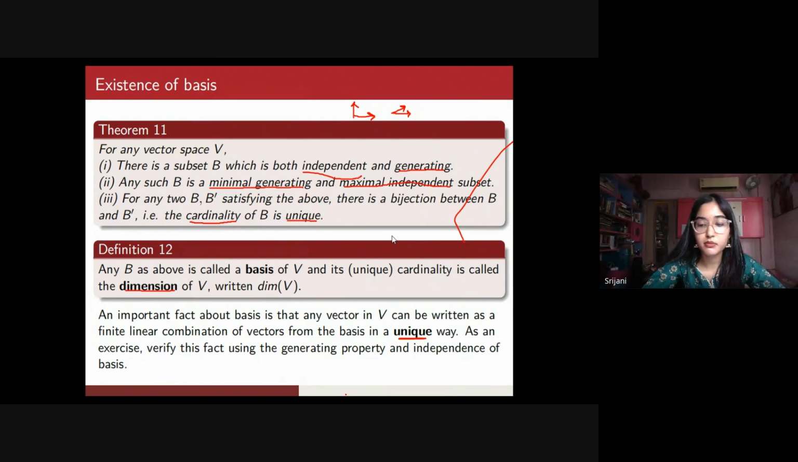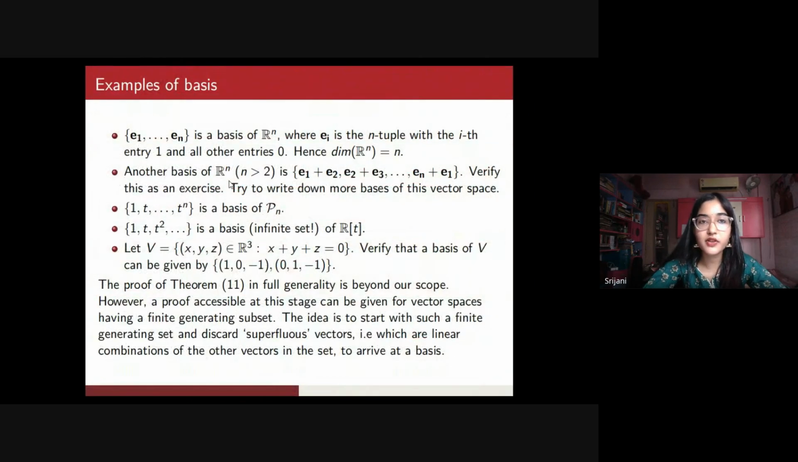Now, before we go into the proof of this theorem, first we will see some examples of basis. For R2 and R3, we know that the pair (1, 0), (0, 1), or for R3, (1, 0, 0), (0, 1, 0) and (0, 0, 1), that's i cap, j cap, k cap, forms a basis. So naturally for Rn, this set will form a basis, where each e_i is the n-tuple with all zeros and 1 in the ith position.